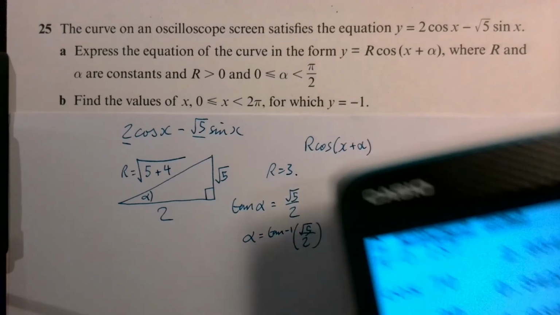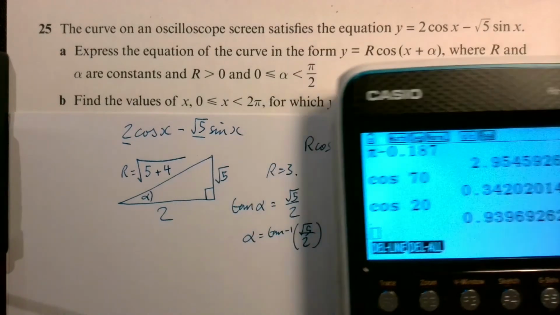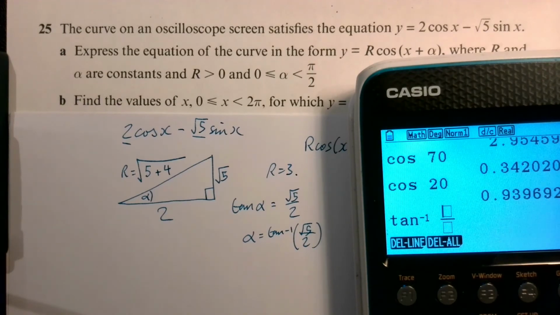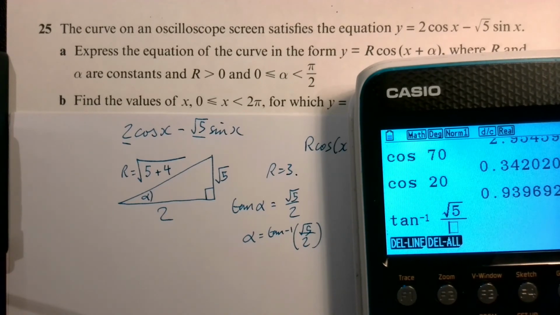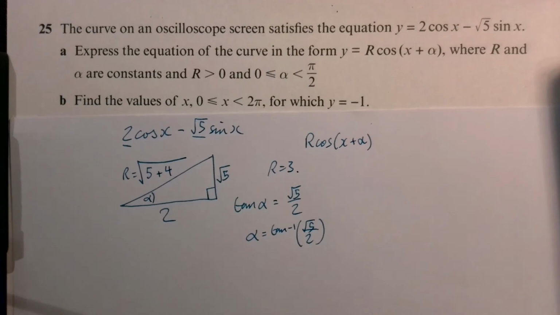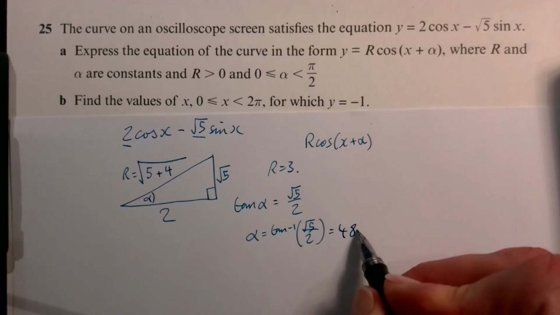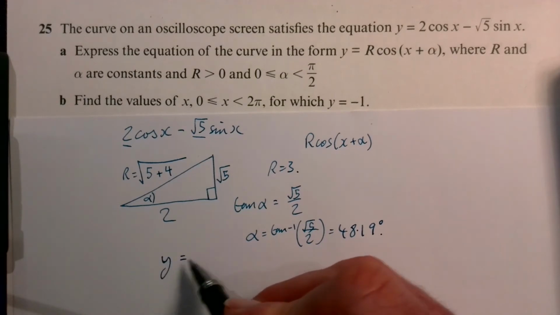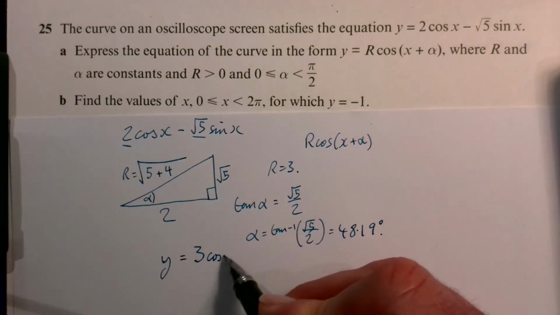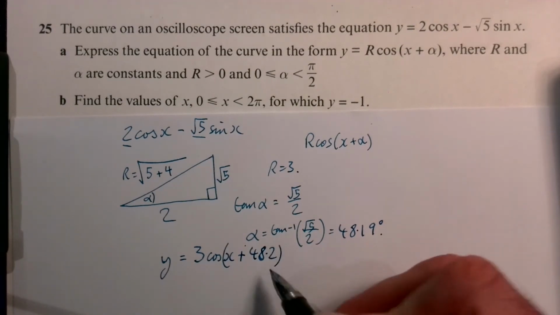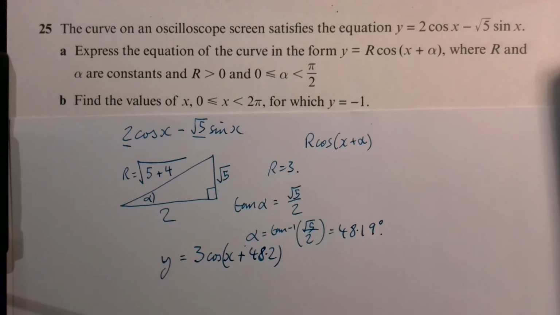And we just need to pop that into the calculator, so shift tan root 5 over 2 gives us 48.19, or 48.2 to 3 significant figures, so that means that we can say express it in the form y equals r is 3 cos x plus 48.2, and that's part A done.